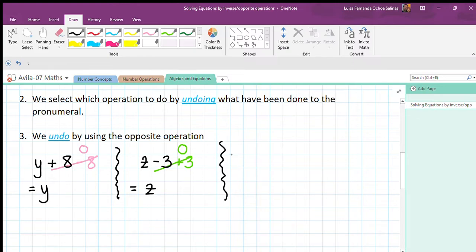So let's say now that my pronumeral is called x. And let's say that I have 7x. Okay, so what operation are we doing here to the pronumeral x? We're multiplying by 7. How do I undo that one? By doing the opposite operation to multiplying. The opposite operation to multiplying will be division. Perfect. So I'm going to divide by 7.